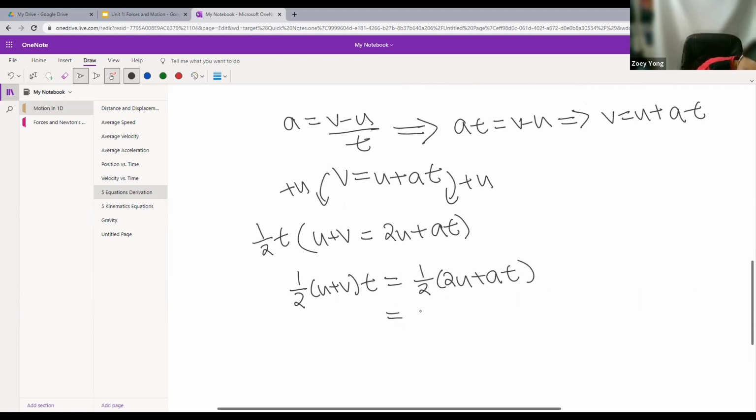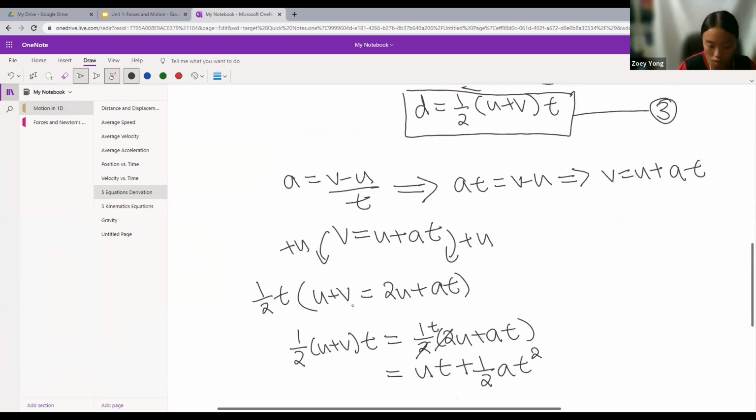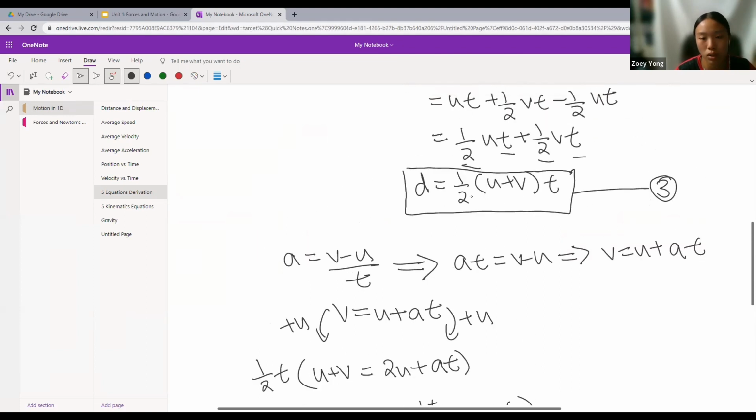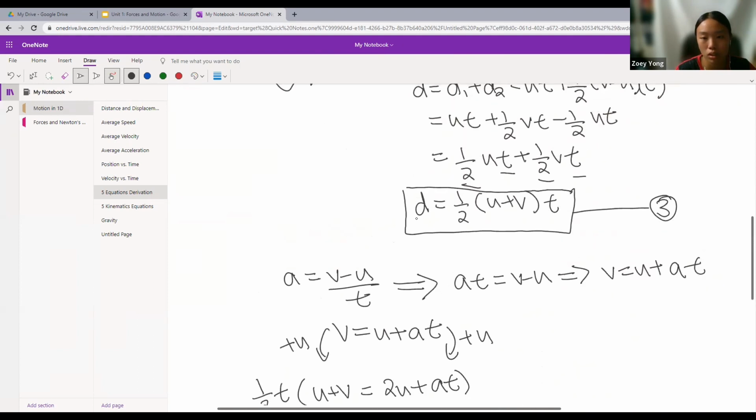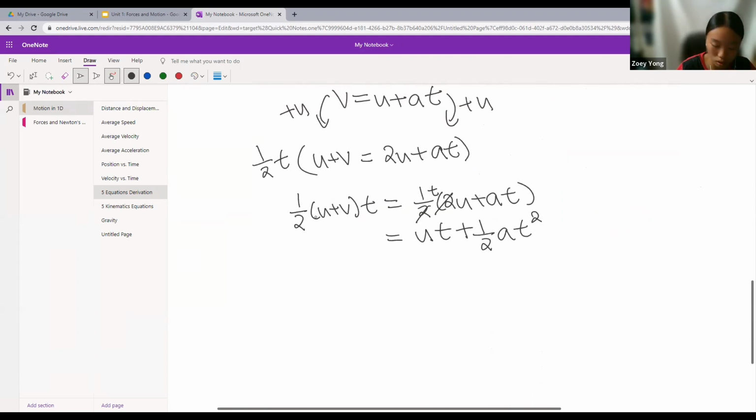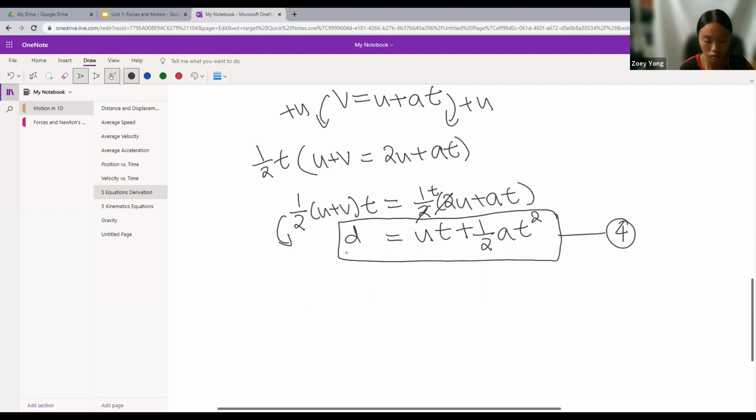This side simplifies into ut plus half at squared. This side actually can also be simplified. If you look at this equation that we derived earlier, half (u plus v) times t is equal to d, which is distance. So this is actually the same thing as distance. This becomes just d. That's our final fourth equation. From this equation, you can find distance given the starting velocity and the acceleration.